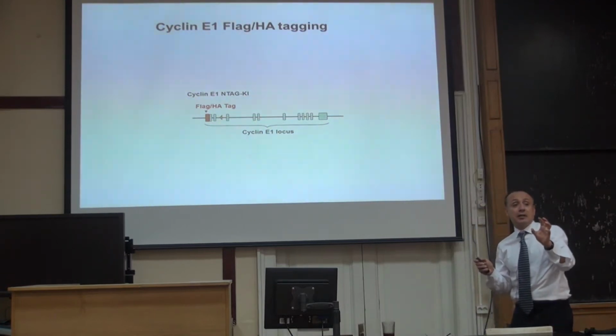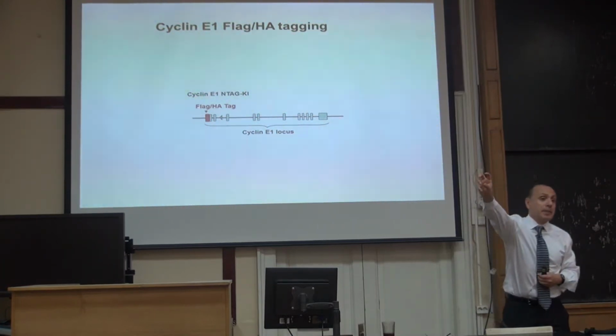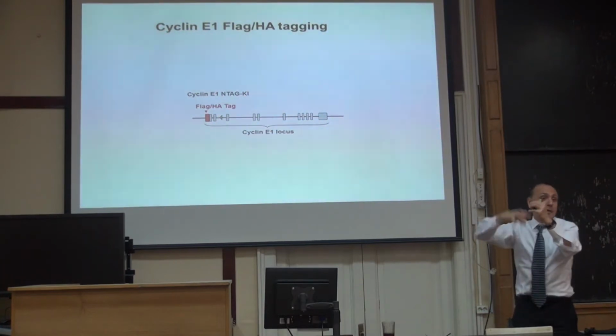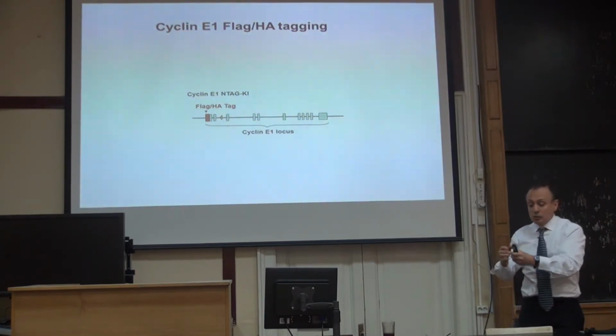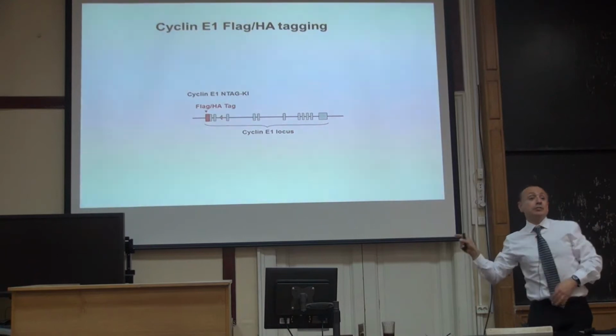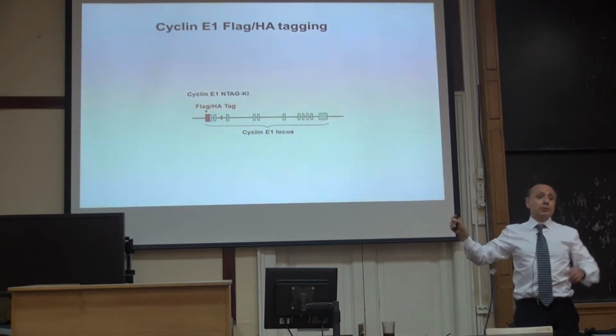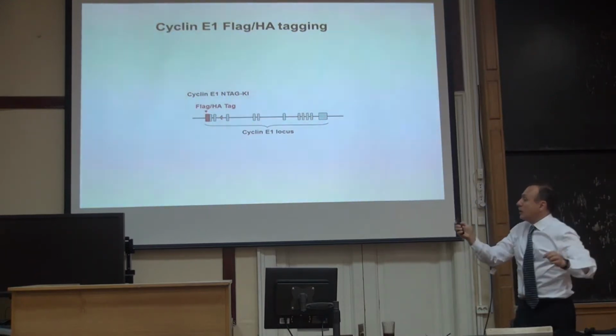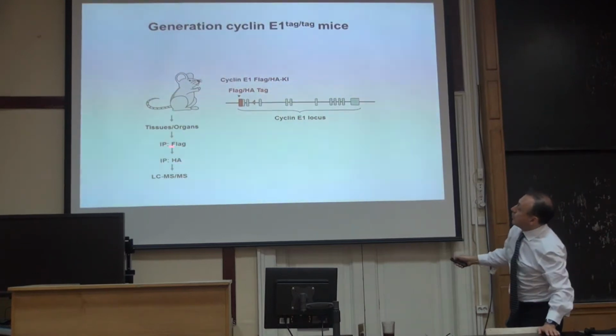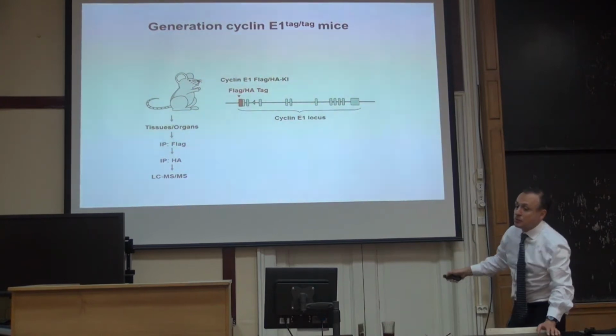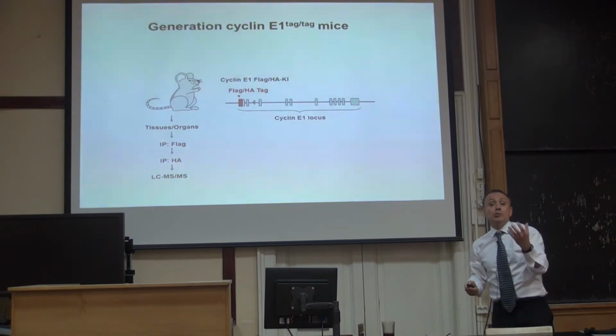We are attaching those tags because now we can take any organ and put it through those two columns, and we can purify our protein together with associated proteins. So this is the approach where now we have mice running around, where we can take any compartment. We can take any organ, lyse it, put it through the first column with anti-FLAG antibody, then the second HA antibody, and now we have a pure complex, and we can do mass spectrometry.